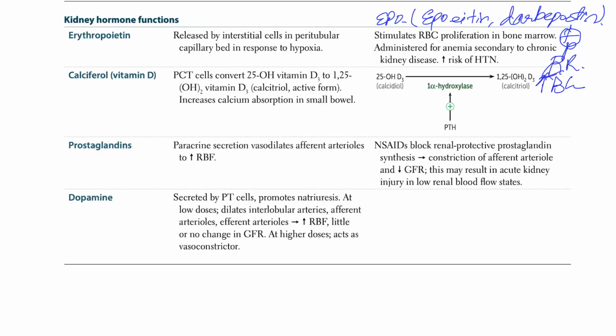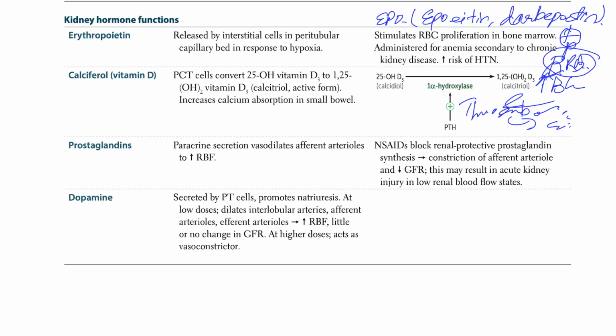When you increase the blood viscosity because of the increase in RBCs, that hyperviscosity can lead to thromboembolic events, like stroke, DVTs, venous thrombosis, and all that.